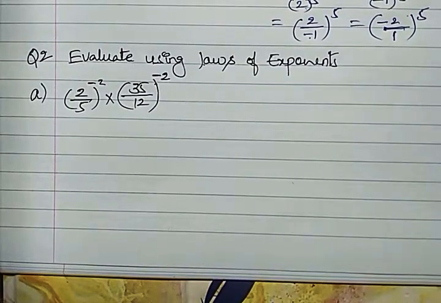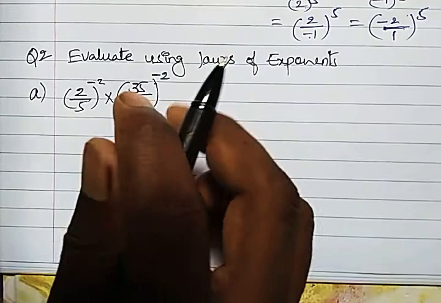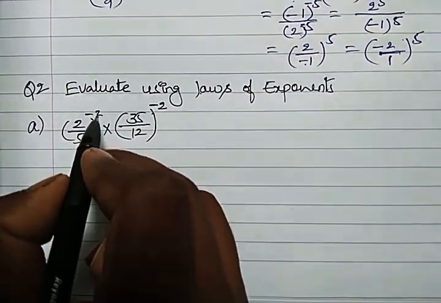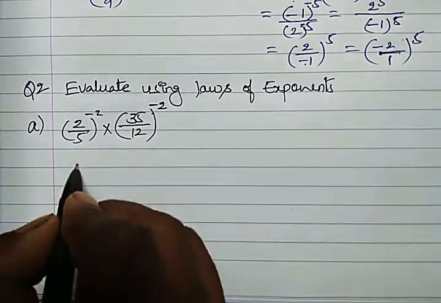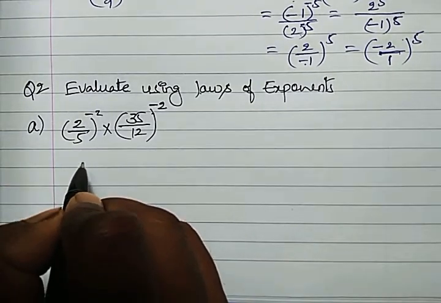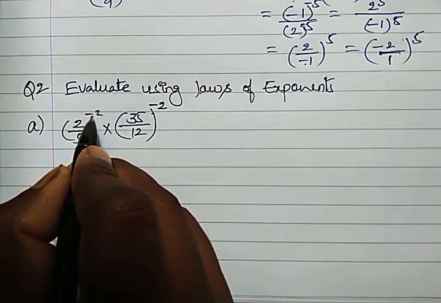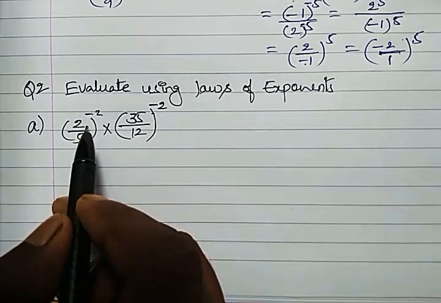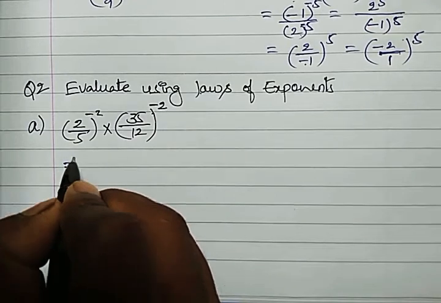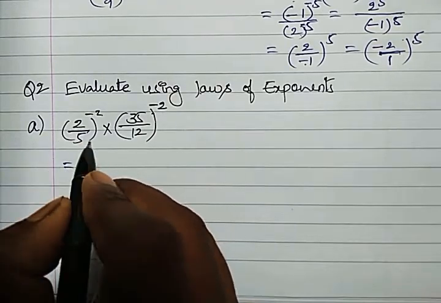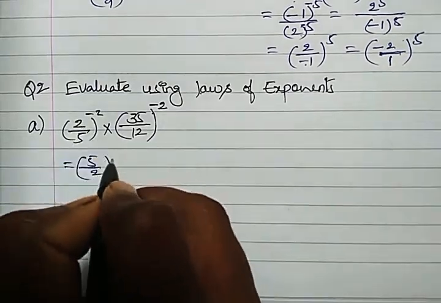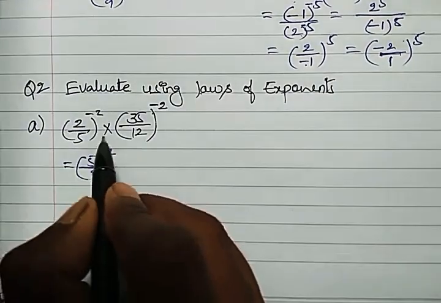Question number 2 is evaluate using laws of exponents. So here we will be using all those laws of exponents to solve these questions. Here, (2/5) power minus 2. First of all, to change the sign, since it is a negative power, we can take the reciprocal, that means interchange the numerator and denominator. 5 by 2 it becomes, and the power becomes plus 2.